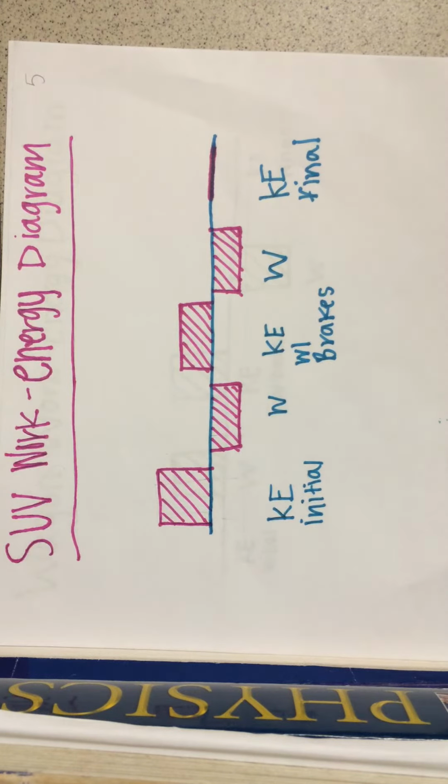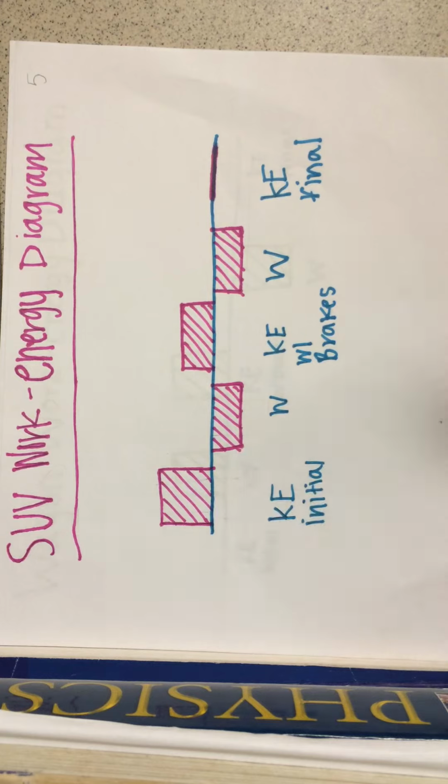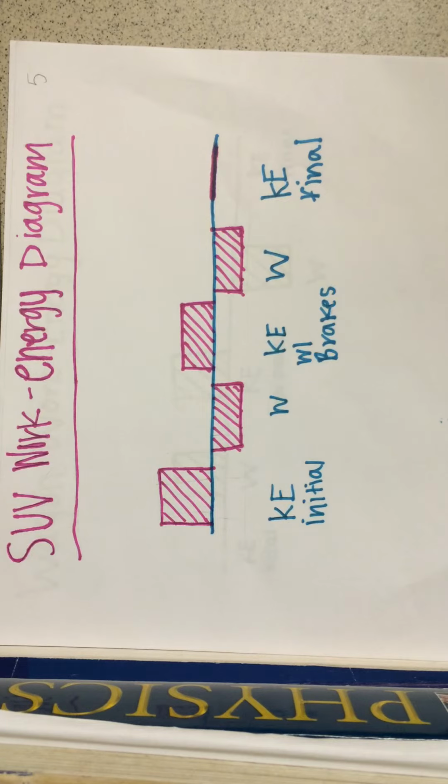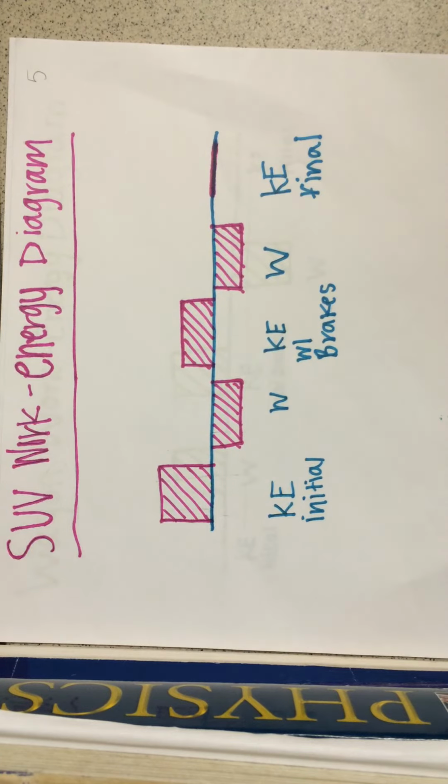The SUV work energy diagram shows the kinetic energy and work done to the SUV. The SUV starts out moving before the crash, therefore it has positive kinetic energy. At the moment of impact, the SUV slows down, causing it to lose kinetic energy, which means the work is negative. Since the work is negative, the kinetic energy with brakes being applied is less than the initial kinetic energy, but is still positive. The work being done when the brakes are applied is negative due to the SUV stopping. Since the work is negative, the final kinetic energy is zero because it is at rest.